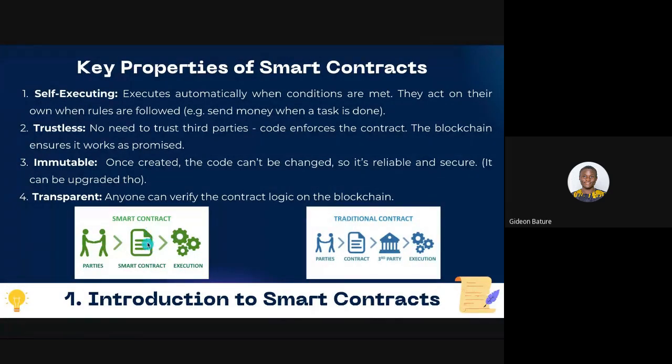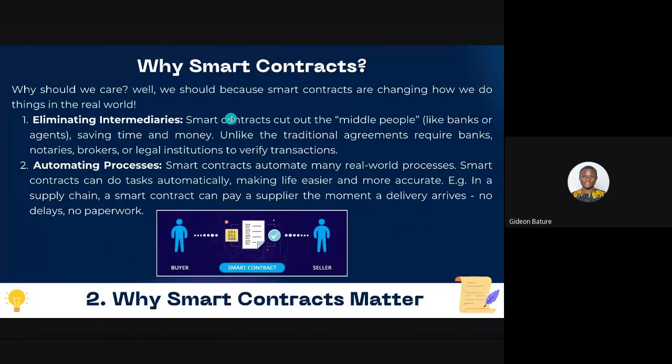The smart contract itself, the contract itself is smart enough to know what it's supposed to do and what it's not supposed to do. So any question?